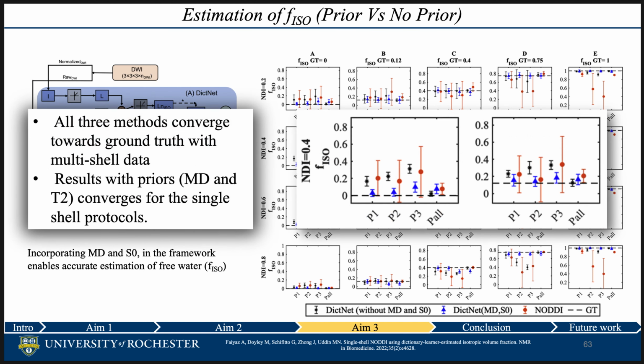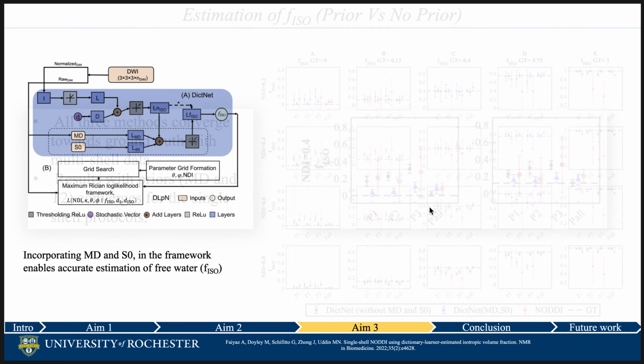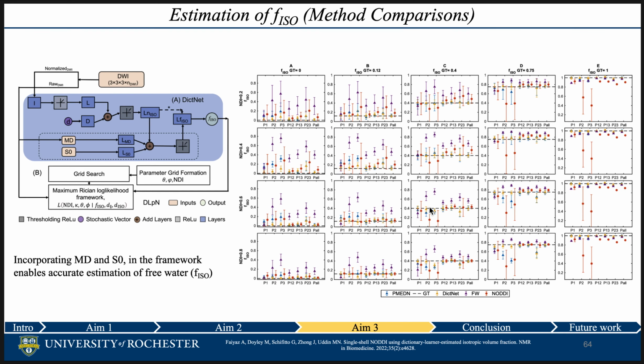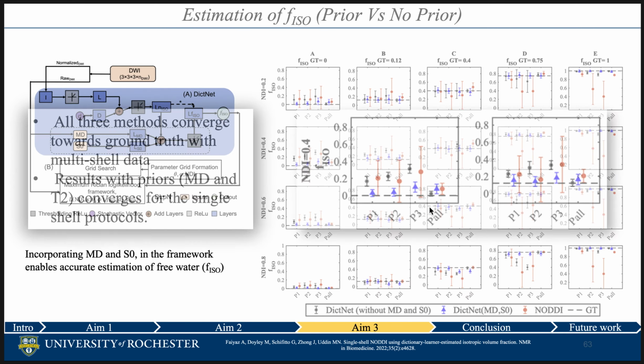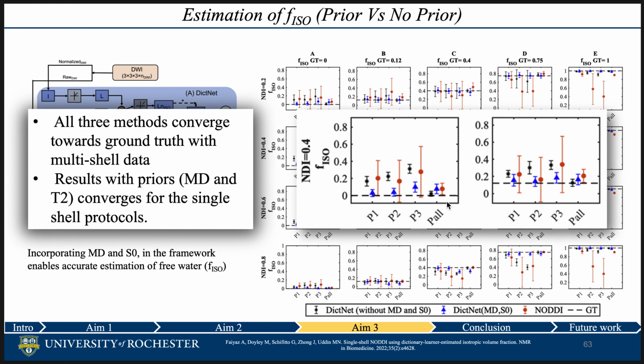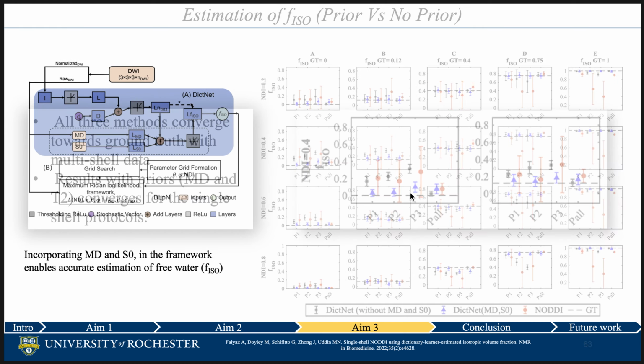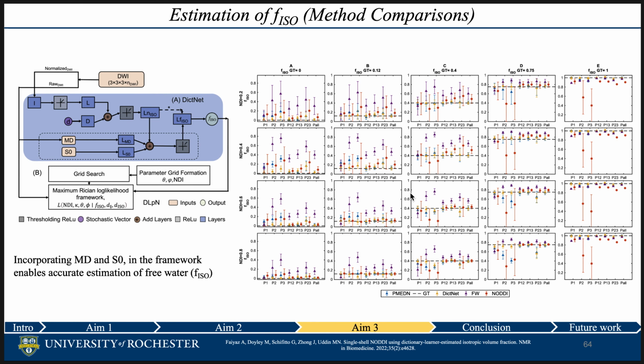If we zoom in, we can see that all three methods converged in the multishell data. So all three results converged in the multishell data, and only the one that used the prior, shown in blue here, was very close to the ground truth values. And so we compared our method with different free water estimators in the field in the same simulation.